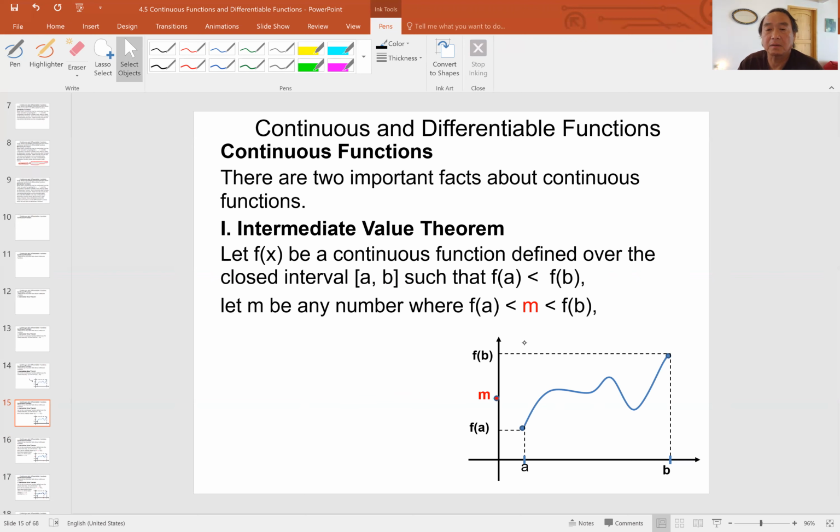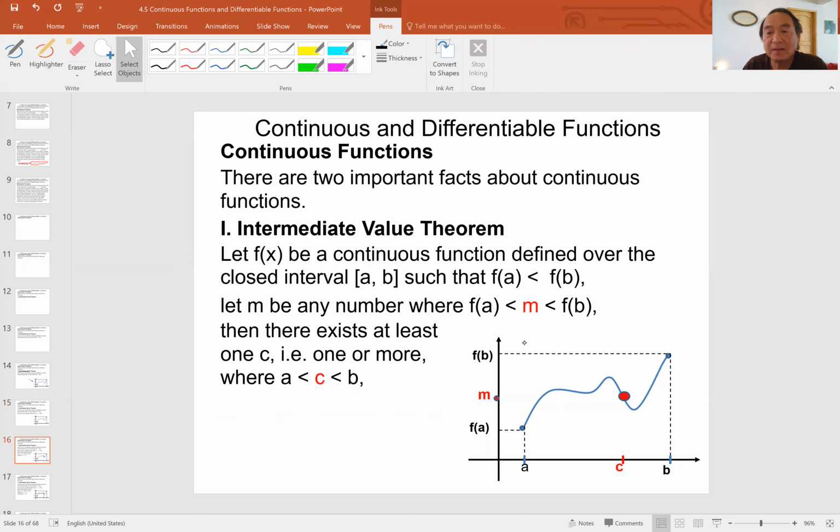Take any intermediate value M. The theorem says that you can find some number C between A and B at which the value at C is equal to M. This actually clarifies what it means to draw a curve that is continuous from one point to another: you pass through everything in between, quote unquote, on the coordinate system.